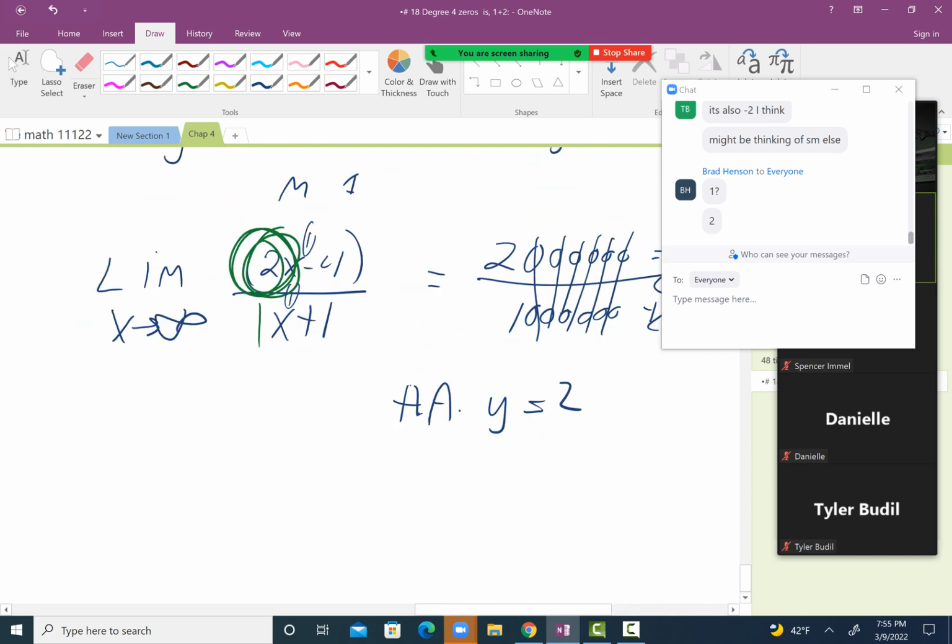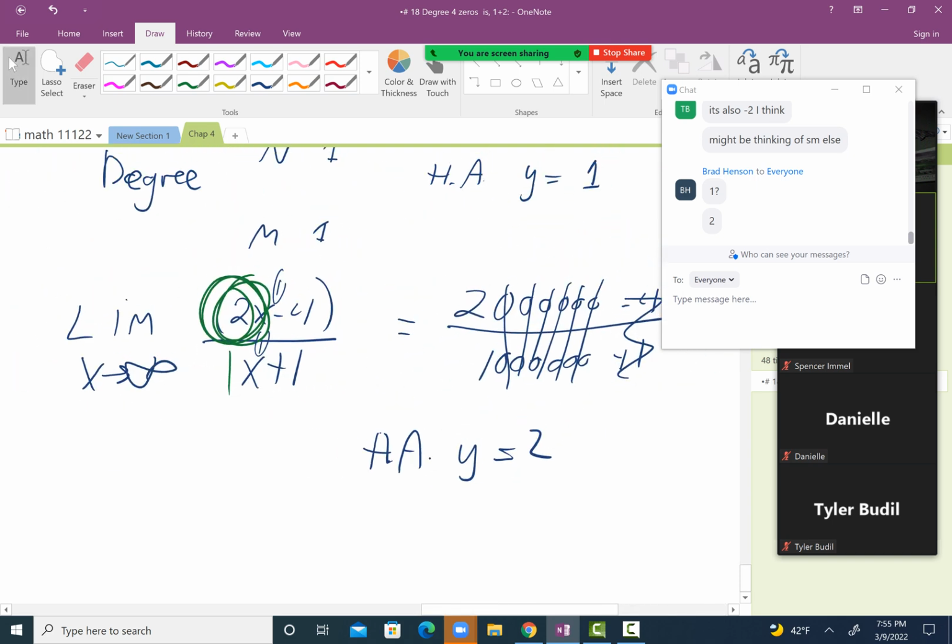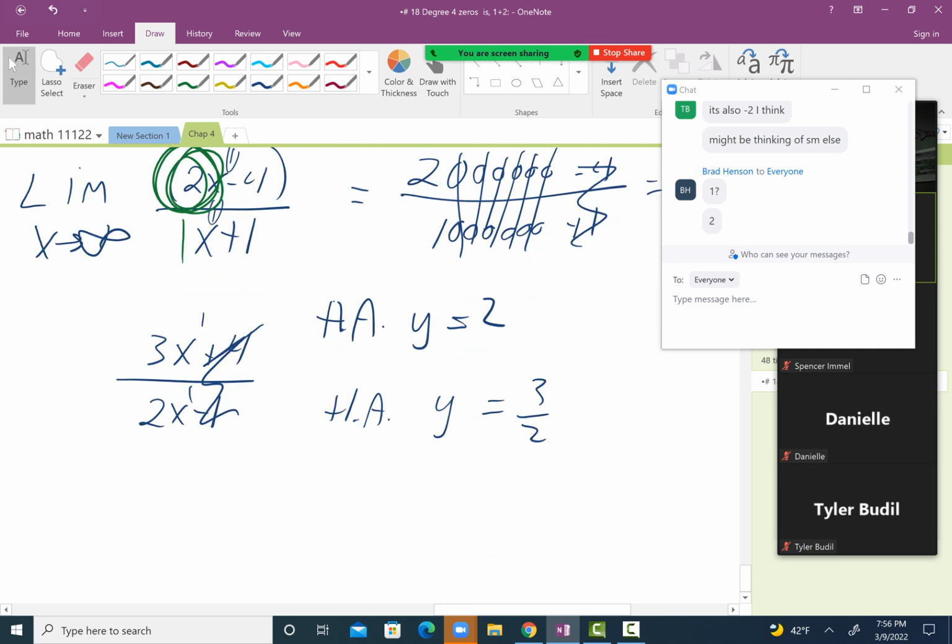So you have to be careful when you're looking at the degree thing. You have to look at those coefficients and say, for example, if we had 3x plus 4 over 2x minus 1, then our horizontal asymptote, forget these guys, is just going to be 3 over 2. So you've got to watch that. And that's because both these degrees are 1.